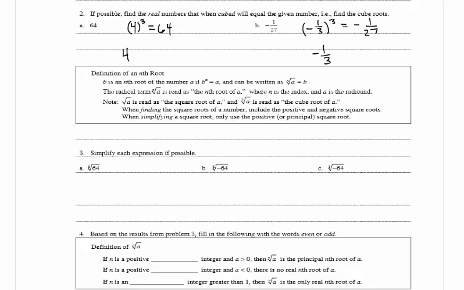Note, the square root of a is read as the square root of a, and the cube root of a is read as the cube root of a. When finding the square roots of numbers, include the positive and negative square roots. When simplifying a square root, only use the positive or principal square root.